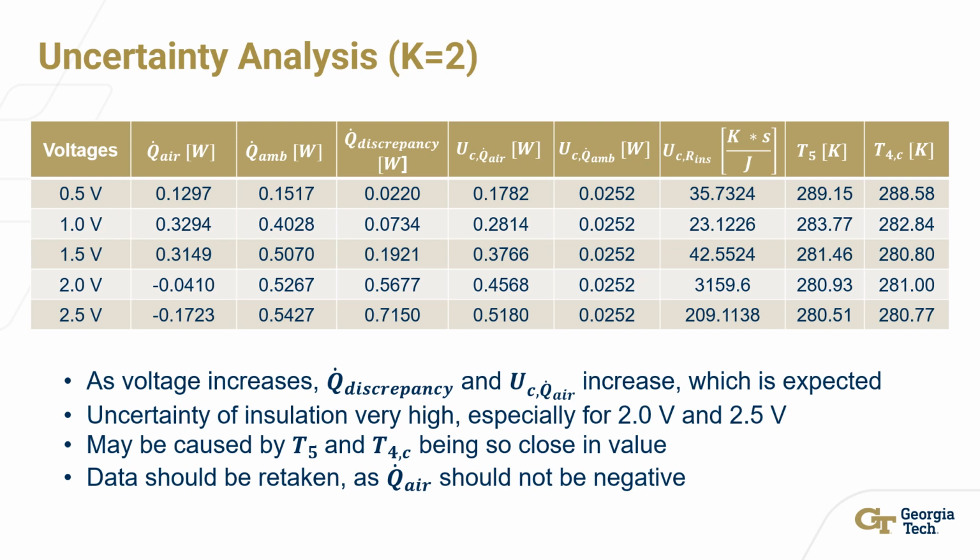It is notable that the uncertainty of the insulation resistance is very high, especially for the 2 and 2.5 voltages. Additionally, the energy transfer rate of the air is negative for these voltages. This is most likely due to the T5 and T4C temperature readings being so similar for these voltages. The negative Q air is due to T4C being slightly greater than T5. This does suggest that the data should be retaken, as Q air should not be negative.